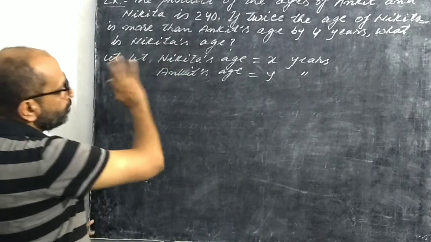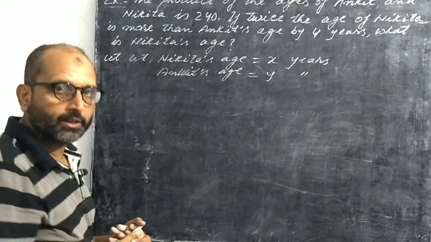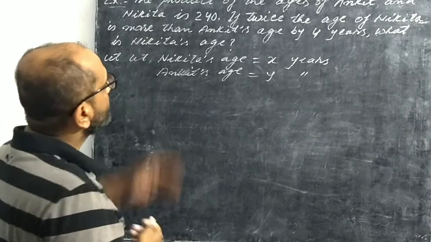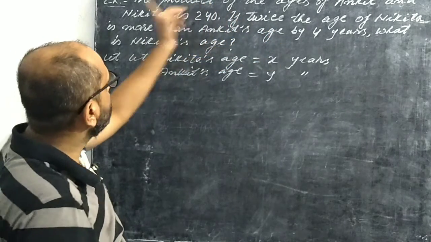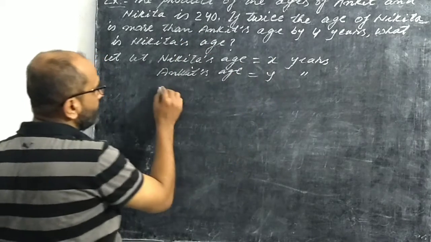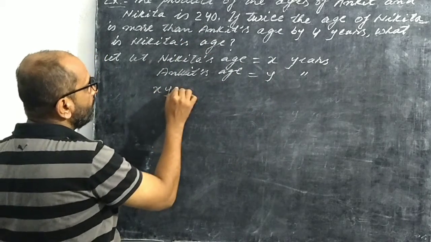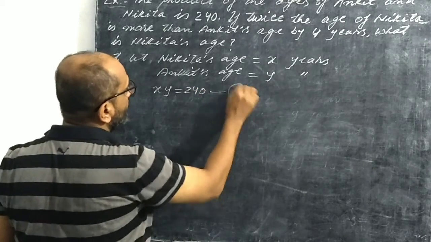Now, after assuming their present ages, we have to apply the condition given in the language problem. What is the condition? The product of the ages of Ankit and Nikita is 240. The product of ages, that is x into y, is equal to 240. Let it be equation number 1.